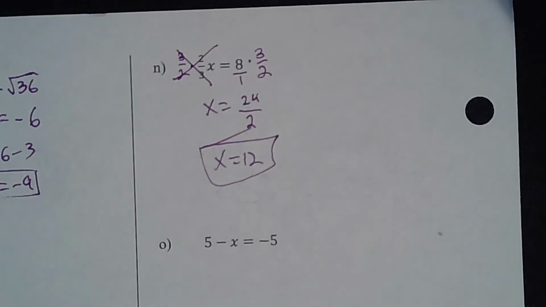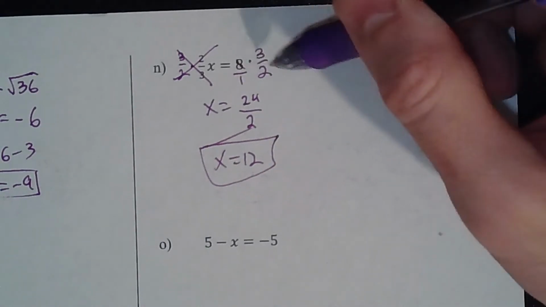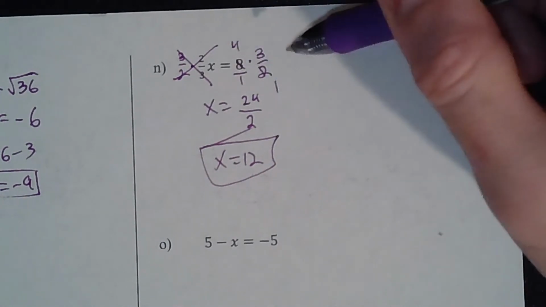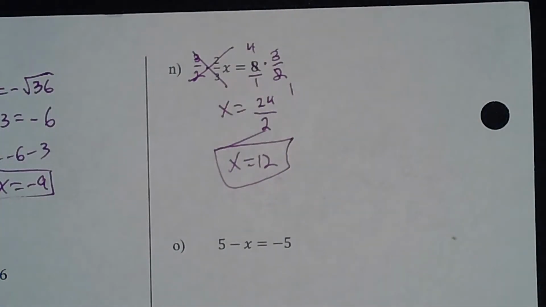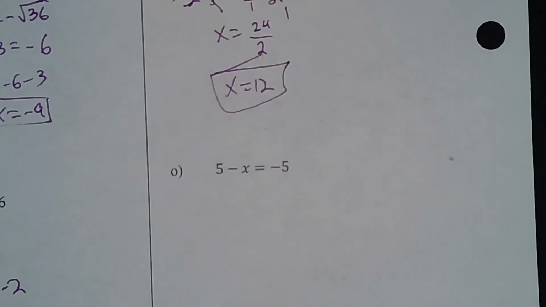Another way of doing it is doing our cross-canceling, by the way. You could have also done 8 becomes a 4, that becomes a 1. 4 times 3 is 12, divided by 1. Your choice. Alright, so letter O here.